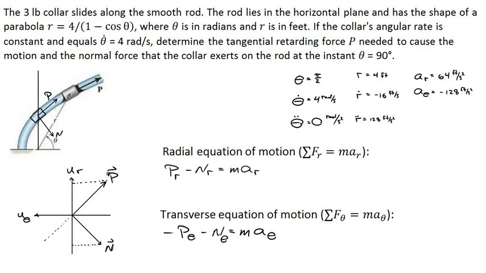Ultimately, what we're trying to find are the magnitudes of this pulling force and the normal force. But right now, we only know the two components, the radial and the transverse components of it. If we knew an angle, for example, of P relative to UR, we could use some trigonometry to calculate these two different components, but we don't know this angle right away.